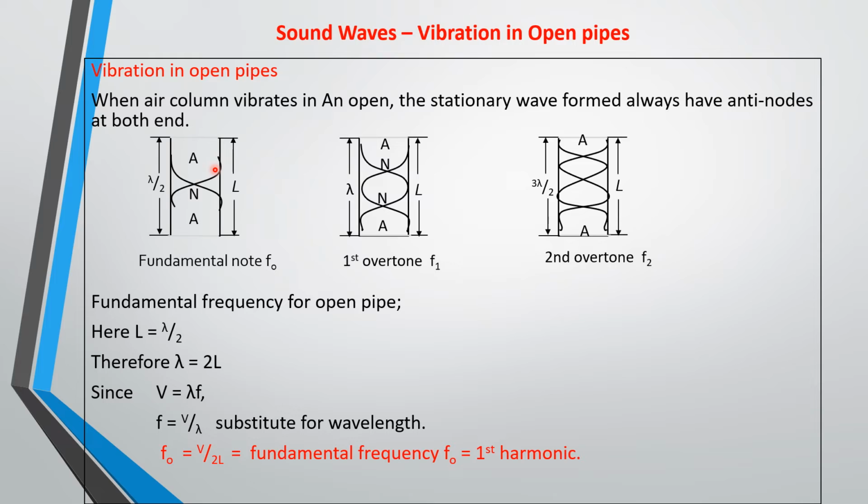So for an open pipe, when a stationary wave is formed, you have two antinodes at the open ends and then a node at the center, and that is what you have in these three cases. This is the first harmonic, second harmonic, third harmonic, and this is your fundamental note, first overtone, second overtone. So for the fundamental note, the length of the pipe equals half of lambda.